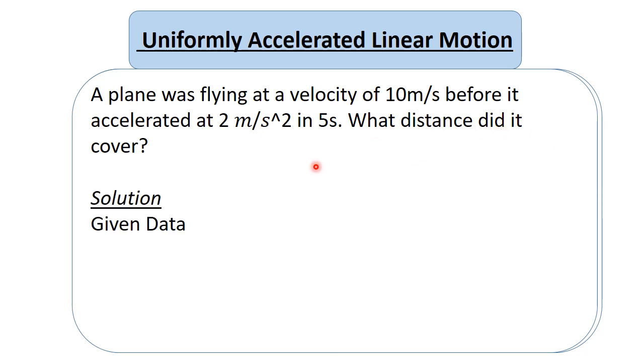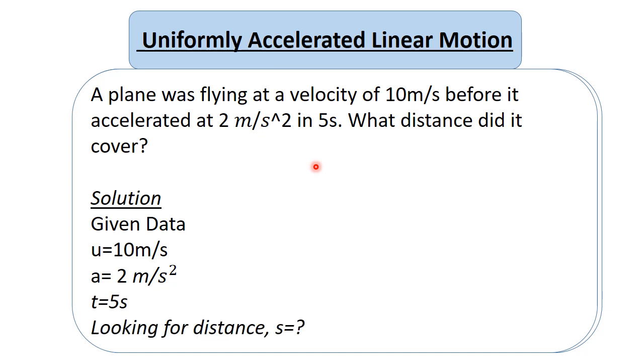So again, we write down what we have been given. The given data: we have initial velocity, which is 10 meters per second. We have acceleration, which is 2 meters per second squared. We have time, which is 5 seconds. The question is, what distance? So on the equations of motion, which one has u, a, t, and s? Let's take a look at the first equation of motion.